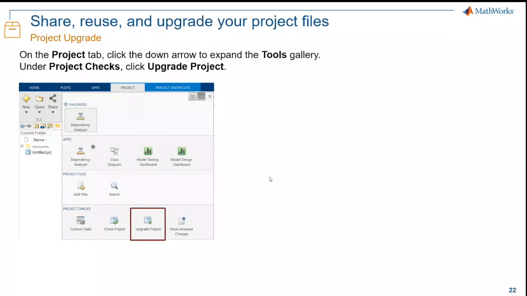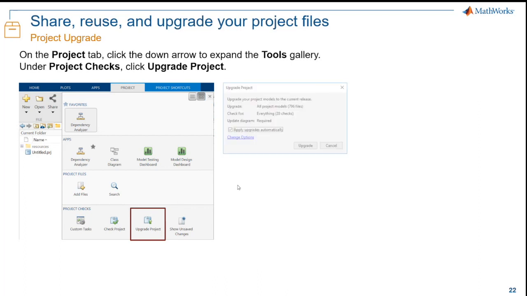Finally, project helps us with the upgrade process. It is a very easy workflow to update all my models or all my projects with the latest release. Suppose I'm working with a 2022 B version, and I want to update to the latest version, let's say 2023 B. In that case, project can help you automate the update process.